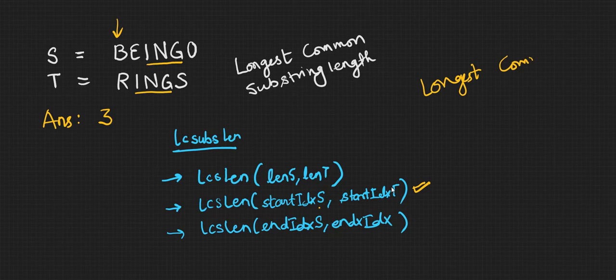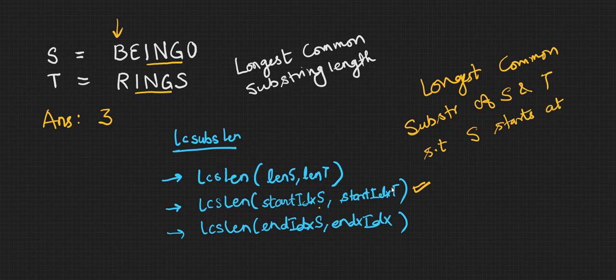Okay, so if we go with this representation, this is representing the longest common substring of S and T such that S starts at the start index of S and T starts at the start index of T.